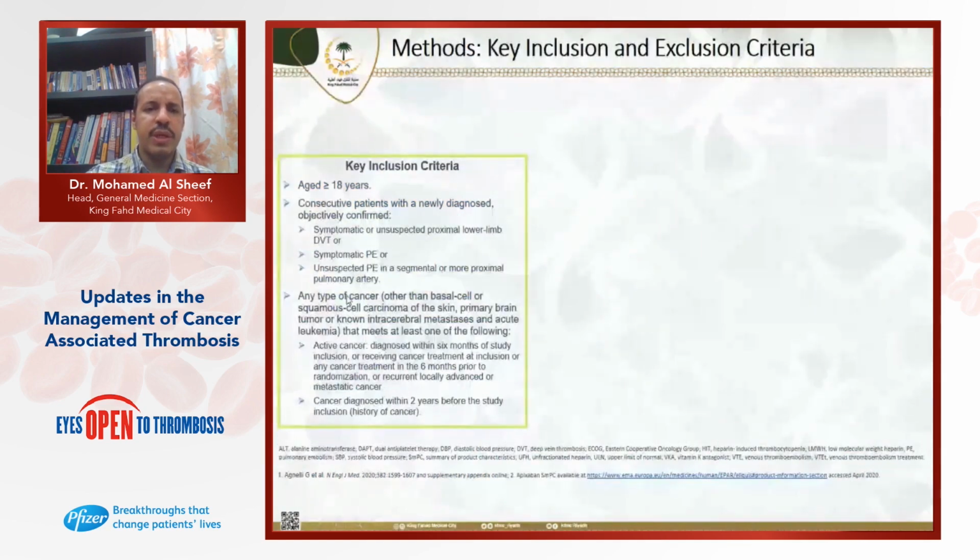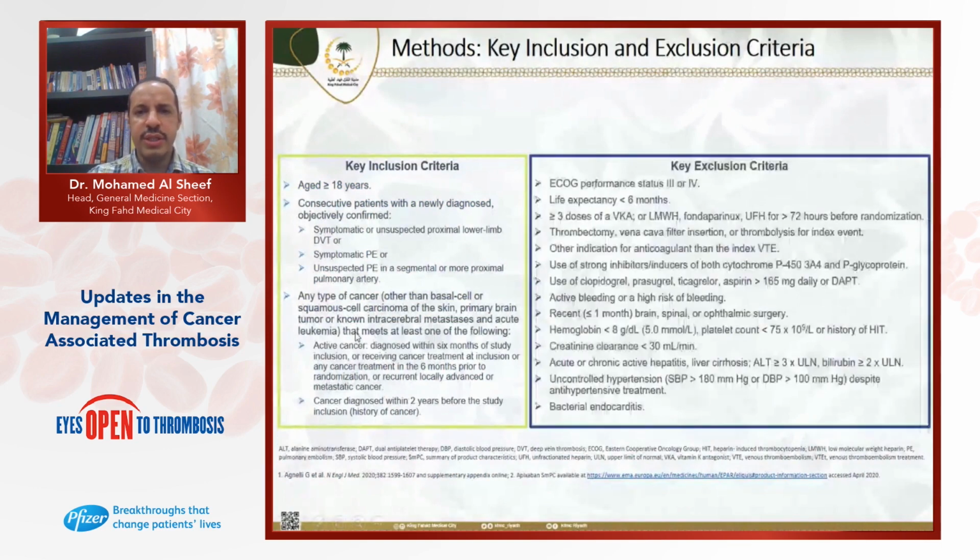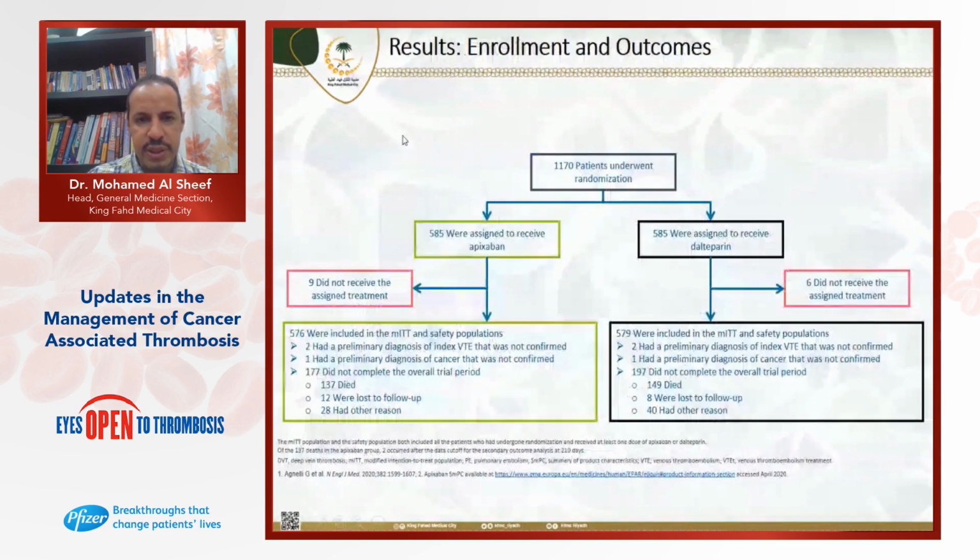I already talked about the key inclusion criteria, and this is the key exclusion criteria. For example, if the performance status, functional status, is 3 or 4, we know these patients are doing very poorly. Palliative patients with life expectancy less than 6 months are excluded. If the patient received anticoagulant medication like VKA, low-molecular-weight heparin, or fondaparinux for more than 72 hours before randomization, they will be excluded. These are the exclusion criteria. I will not go over them in detail.